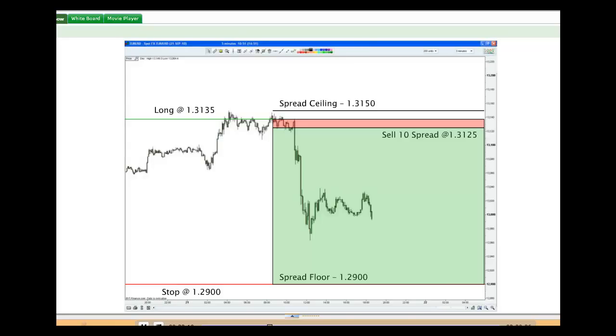TJ asked the question, how much margin did the short spread cost? The short spread, we sold it at 131.25. The ceiling was at 131.50. So we had 25 pips risk, $25 per contract, 250 bucks. Whatever our risk is on the spread, that's what our collateral / margin would be.